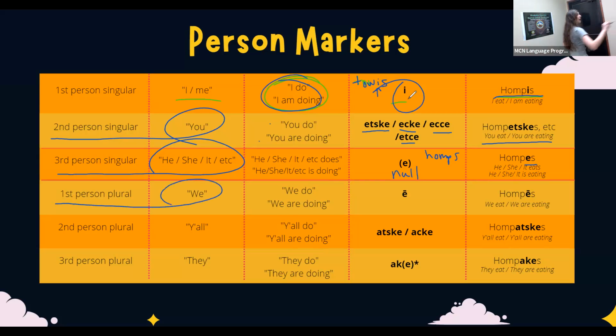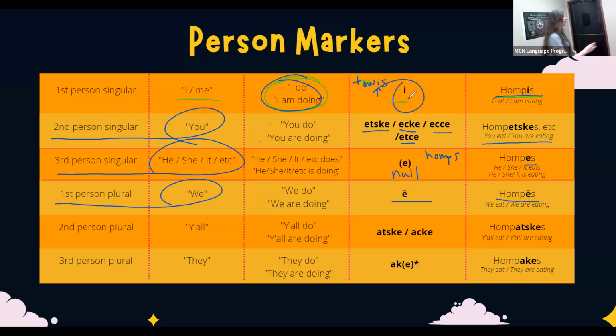First person plural, aka we. So we do or we are doing. We add that E, like in dois, that E for we. Home bees. Now we accentuate it. Home bees, right? We need to hear that E. So we eat. We are eating.